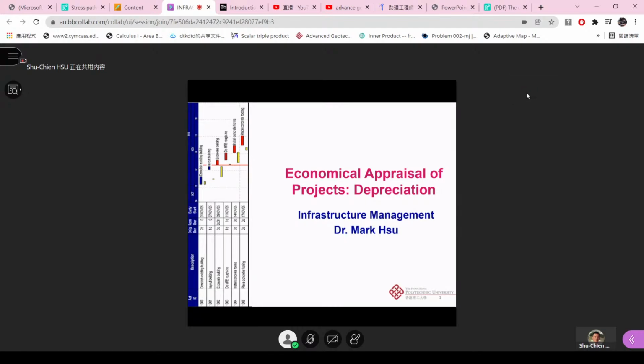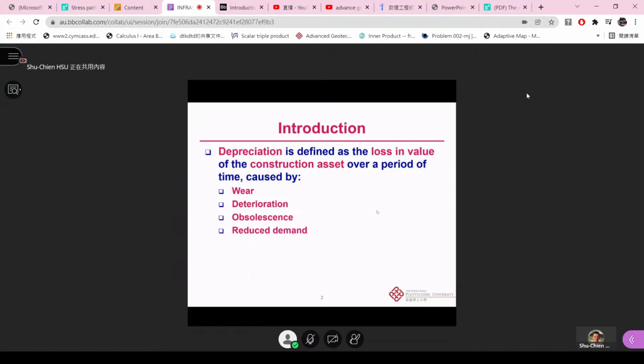All right, so we are going to spend probably around 30 minutes to really talk about this, and then go further: how can we take depreciation into account to do the cost estimation of those construction equipments, especially for infrastructure projects. So depreciation can be defined as the loss in value of the construction asset over a period of time. Right? Think about that.